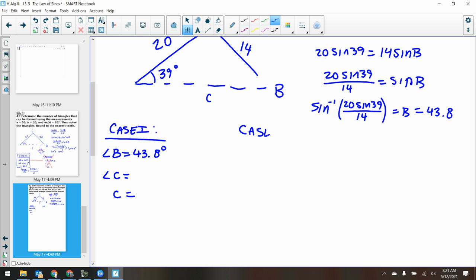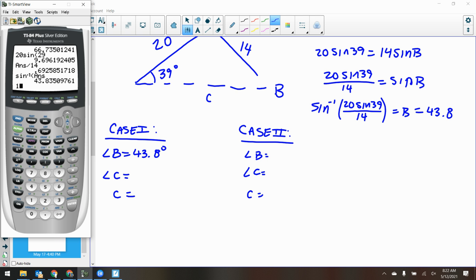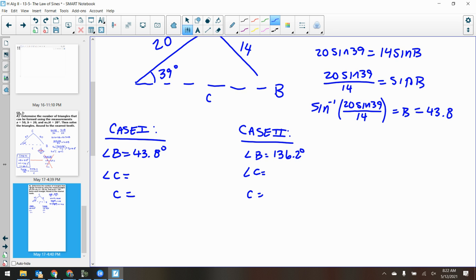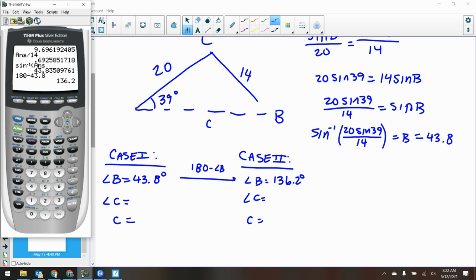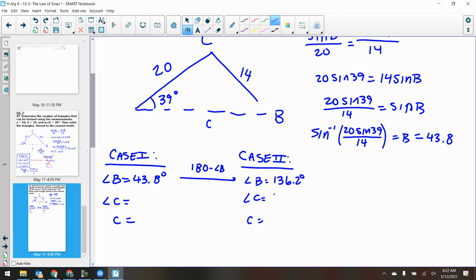Let's check for the existence of case 2. What would I do to find the other angle B, the obtuse angle B? 180 minus 43.8. Let's do it. 136.2. Again, this is 180 minus angle B. Let's check to see if angle C would exist in case 2. 180 minus 39, my initial angle A, minus 136.2. Would it exist? Yes. It's small, but it does: 4.8 degrees.